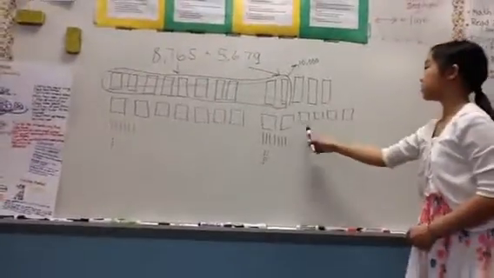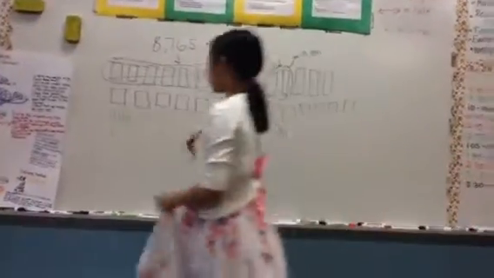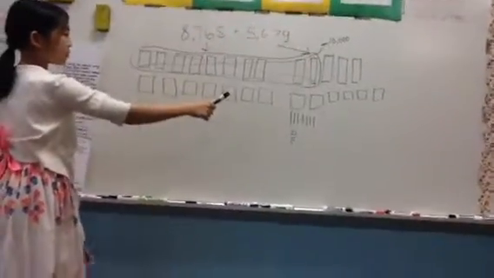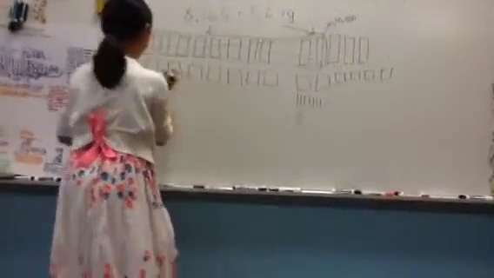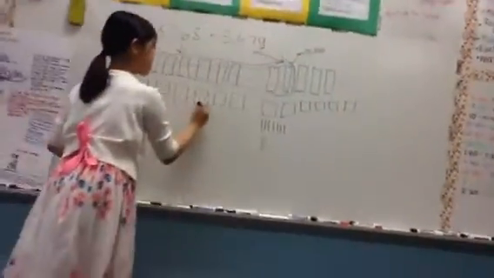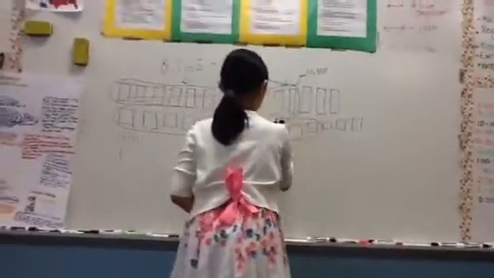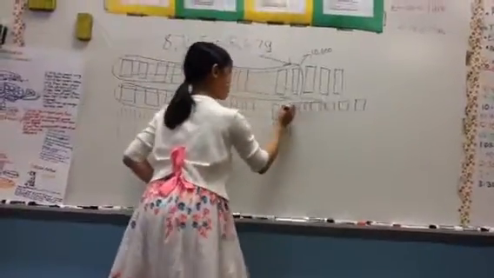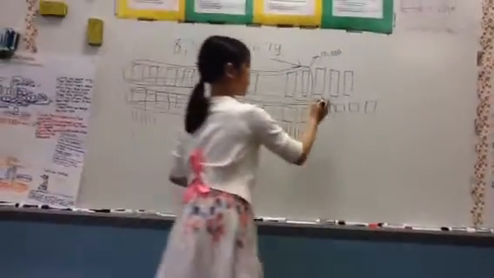Now we will do the hundreds place. Since this is 7, it needs 3 more, and there is 3 more. So we have to X out this and make it into 1,000 over here.